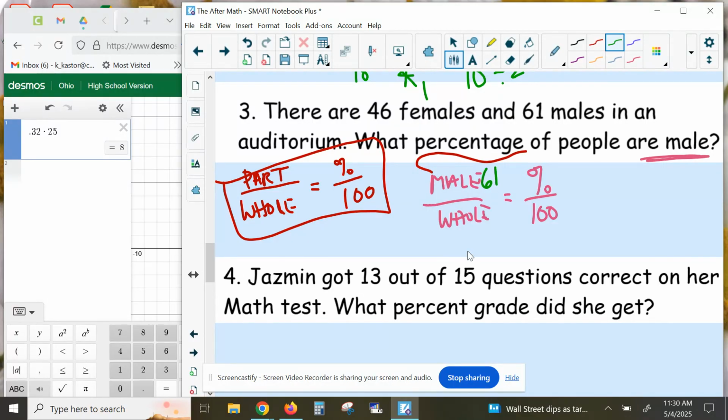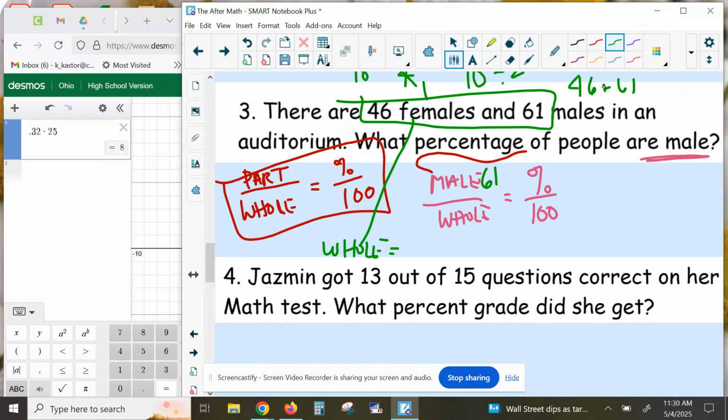Do we have the whole? Now the whole is going to be the males and the females together. So we do need to add these to get the whole. So the whole is going to equal what? Let's do 46 plus 61. What is 46 plus 61? That equals 107. Okay, so we have 61 over 107.